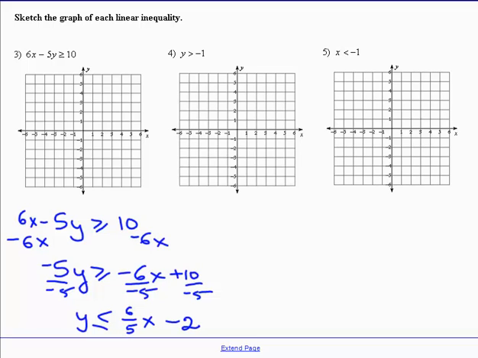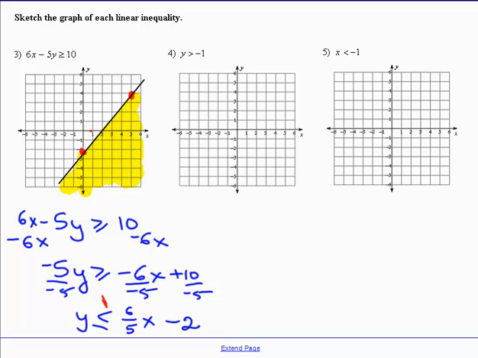So now that it's in slope-intercept form, we realize that it's a solid line. We have a -2, and we go up 6/5. And it's a solid line, so I'm going to just use this right here. Okay. Now one thing we need to do is decide where to shade. So in this case, y is less than. So we look at the y-axis and we're looking for the smaller numbers, which are down below. So we're going to shade in everything here.